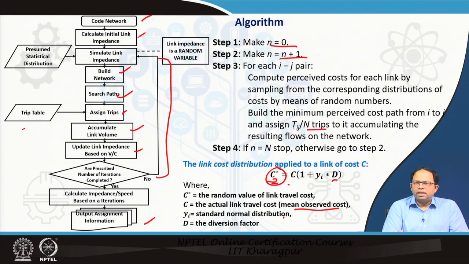So, n groups are there. That is why we are using so many iterations. Tij divided by n is the total trips divided into so many parts, and we put it in the network and accumulate the resulting flows onto the network. So, if n is equal to the total number of groups, that is, the number of iterations matches the total number of groups, then we stop, otherwise we go to step 2.